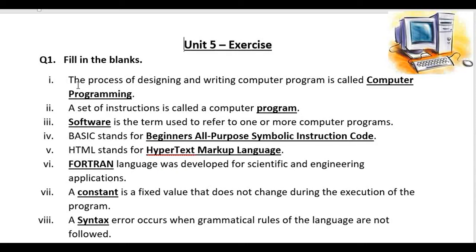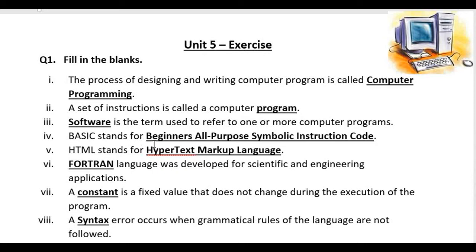The first fill in the blank is the process of designing and writing computer program is called computer programming. So this is the correct word, that is computer programming. A set of instructions is called a computer program. Third one, software is the term used to refer to one or more computer programs. When many small programs are combined together in a single module, that is called software.